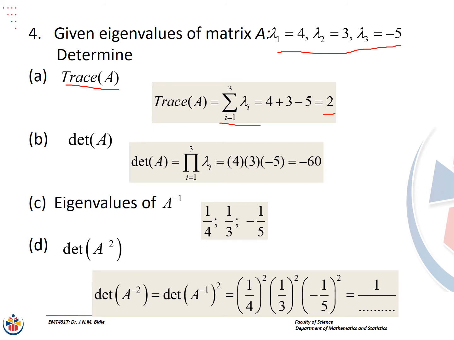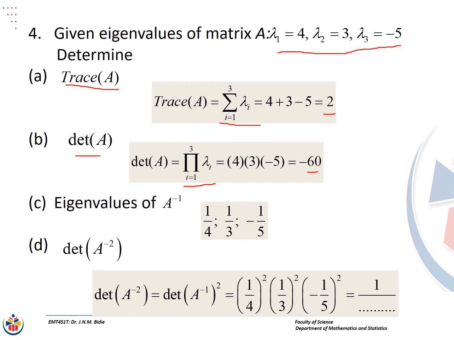The next one, note that we had been asked to use the eigenvalues because you are given eigenvalues. So you cannot just use your calculator to find the determinant. You need to use the formula that requires you to use the eigenvalues. And we had said the determinant of A, you can only get it by finding the product of the eigenvalues. So what you do is just multiply out the eigenvalues, and we got negative 60.